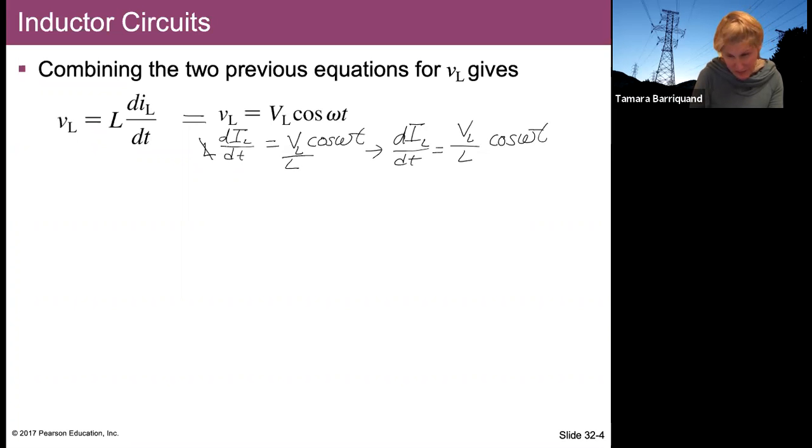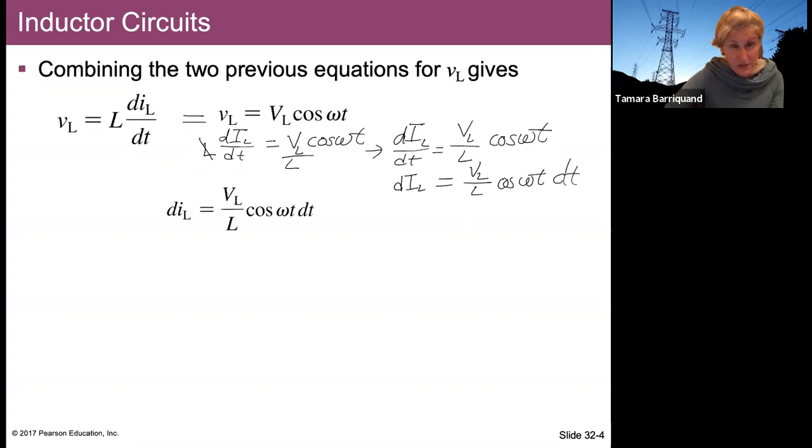What I notice here is that I have the variable t on the right-hand side, and I have di dt on the left-hand side. So what I want to do is separation of variables, where I separate this derivative into two pieces. To do that, I will take my dt onto the other side of the equation. So di sub L will be equal to V sub L over L cos omega t dt. That's written right here as well.